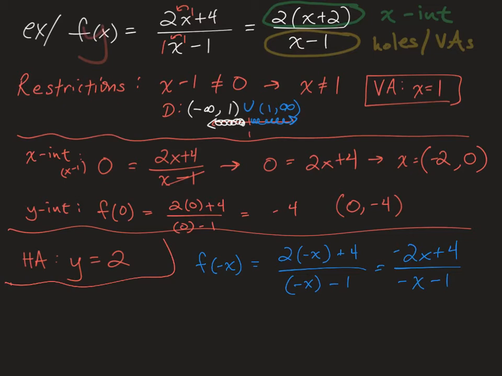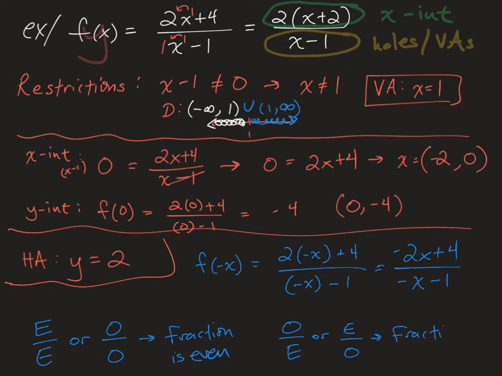So you have to look at the top and bottom separately is what's happening here. If you end up with an even polynomial over an even polynomial, or an odd polynomial over an odd polynomial, then the fraction is even. If you end up with any mixture of those two, say odd polynomial over even polynomial, or even polynomial over an odd polynomial, then the fraction is odd.